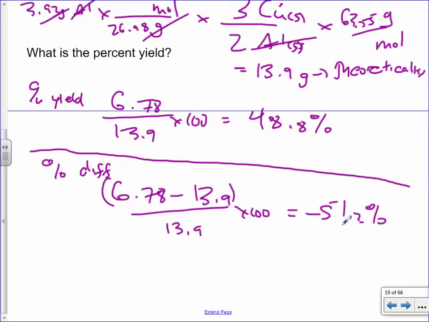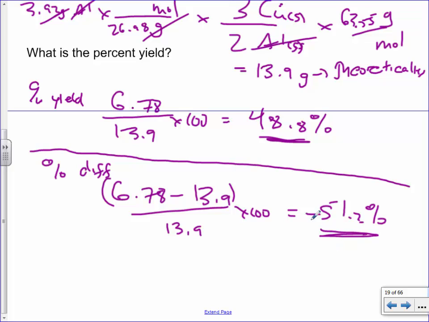Why is it negative? Because you were below what you were expecting, right? You were really low, and you were below by 51%. Take a look at these two numbers: 48.8, 51.2. How are they related? What do they add to?